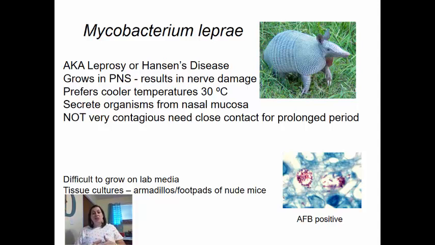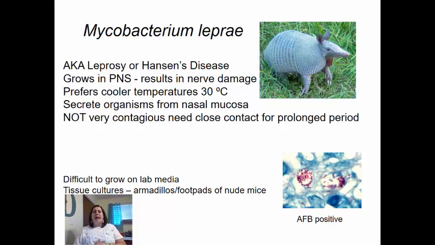Now, this is very difficult for us to grow in the lab. A lot of times it has to do with the cooler temperatures that are present, and so we actually have to use more of the tissue cultures. One thing that we do use is armadillos. Armadillos actually have a lower body temperature, and so they're a good source to be able to grow this bacteria on, as well as the foot pads of nude mice. Now remember, we're going to use nude mice because if they have the fur on them, this is going to cause it to be too warm, and the bacteria would not grow.